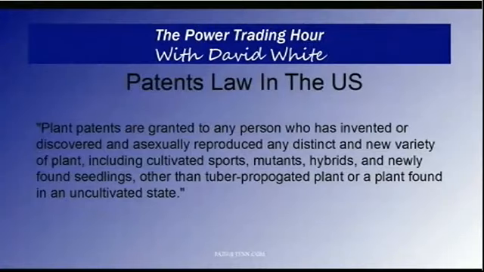Patents are granted to any person who has invented or discovered and asexually reproduced any distinct or new variety of plant. This is basically Monsanto. We're actually just getting into the knee-deep part of these Monsanto patents with them actually getting together and going after it. Weirdly enough, the patent law does not apply to anything that grows under the ground. If it's a tuber-propagated plant, like a potato or a beet or anything, you can't patent it.